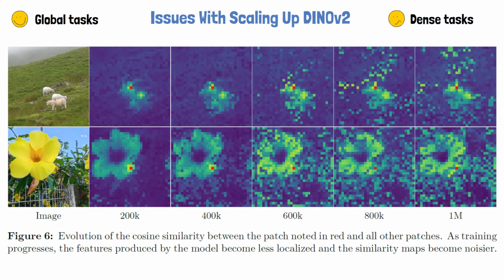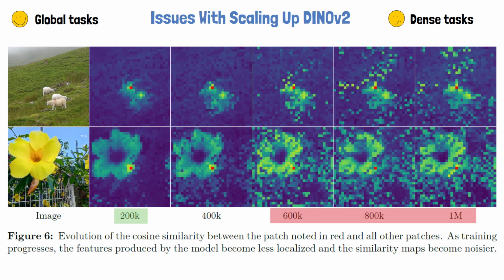On the left, we see two images, one with 3 sheep and another close-up of a flower. On the right, we see similarity maps at different training checkpoints. These show how the output features relate to the patch marked with a red dot. At 200,000 iterations, the similarity maps look smooth and well localized, meaning the model has consistent patch-level understanding. But by 600,000 iterations and beyond, things start to fall apart. We see more and more irrelevant patches showing high similarity to the reference patch.